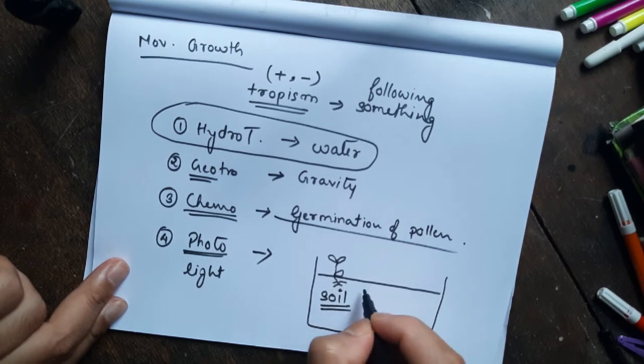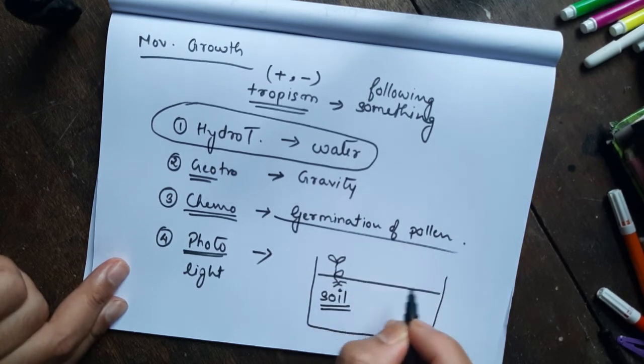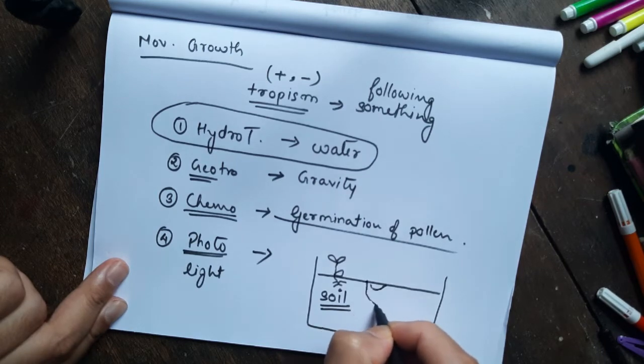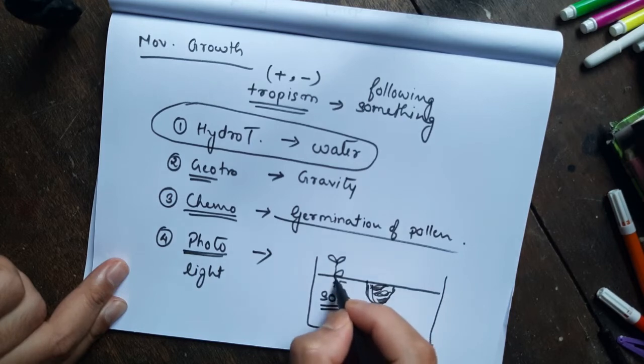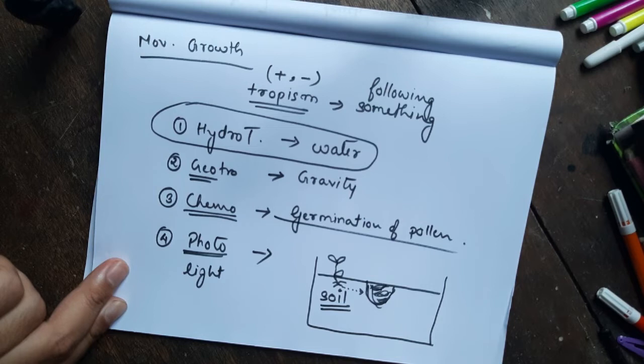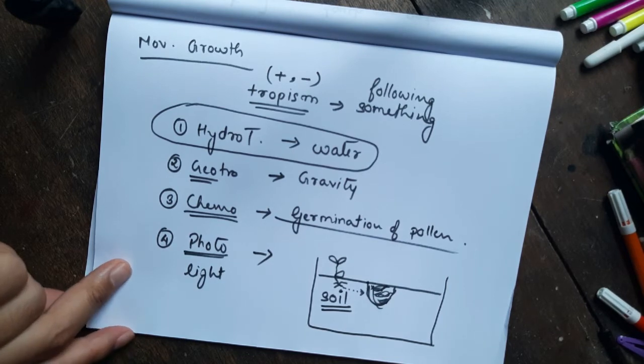Don't put water all over. What you do is put water drop by drop daily, only in this region, this side. Then what you will notice is that the root, as it grows, will bend this side towards the water. So this means that roots always grow towards the water. So what do we call it? Positive hydrotropism. So this experiment you can show.